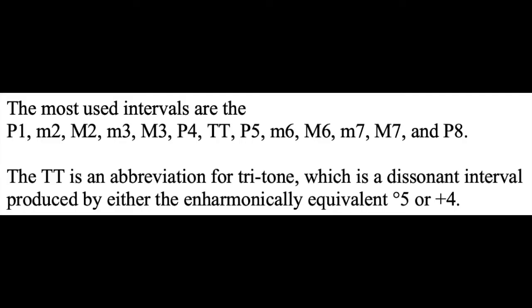The most used intervals are the perfect unison, a minor second, a major second, minor third, major third, perfect fourth, tritone, perfect fifth, minor sixth, minor seventh, major seventh, and perfect octave. The tritone is an abbreviation for the interval of an augmented fourth or diminished fifth, which are enharmonically the same.